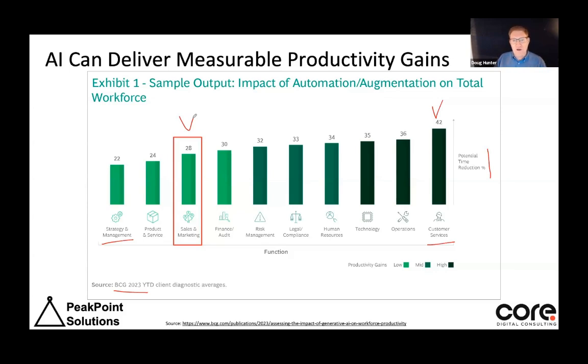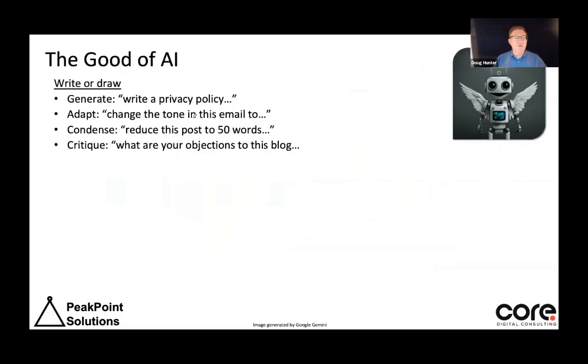So when you use AI to realize its benefits, there's three broad categories of things that you can do. The first is writing or generating. So you can say something like, write a privacy policy for my website. Or let's say you just had a fight with Bob and you want to send him a flaming email and you go, you know what, I think this is a bit too confrontational. We need to tone it down a bit. Well, the AI can adapt the tone in the email to something which is more conciliatory and collaborative.